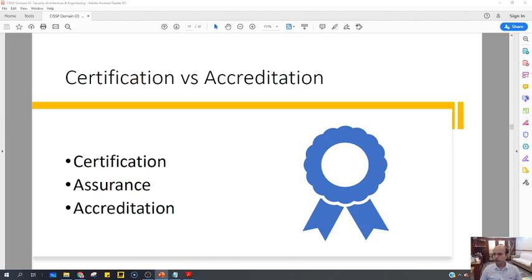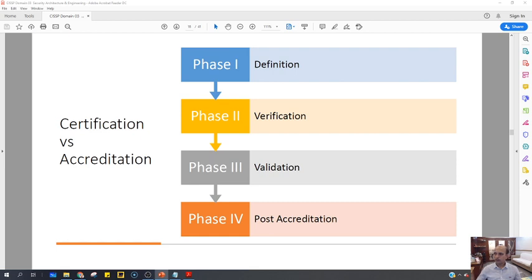So it has 4 phases in total. These 4 phases are: phase 1, definition. We need to define that, we assign appropriate personnel for that particular thing, we document the mission, we document the goal, we put in the system characteristics, everything we put here.